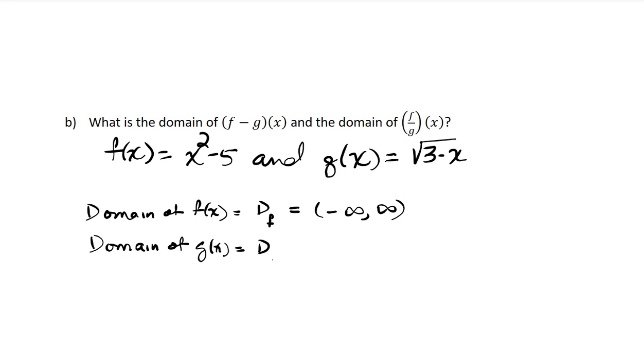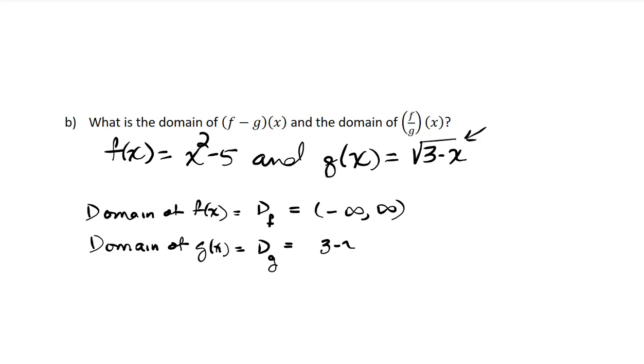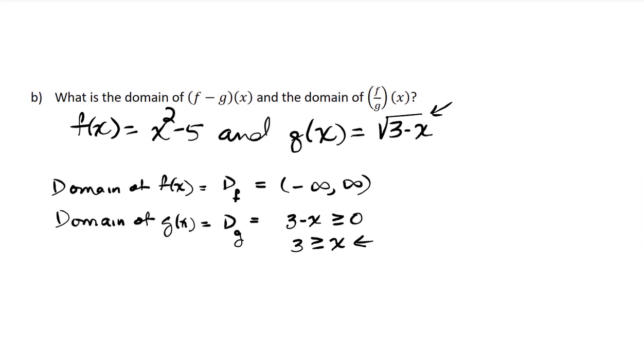For the domain of g of x, we'll denote that as D subscript g. Because this is a radical function with an even index, we need to make sure that the radicand is non-negative. So 3 minus x must be greater than or equal to 0. Solving this inequality, we add x to both sides, resulting in 3 is greater than or equal to x. This says it's the set of all x values for which x is less than or equal to 3, and therefore in interval notation that's from negative infinity to 3, inclusive of 3.